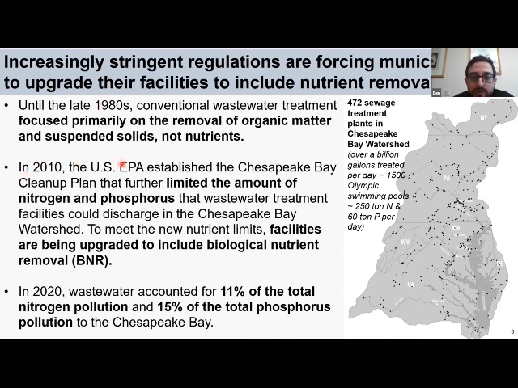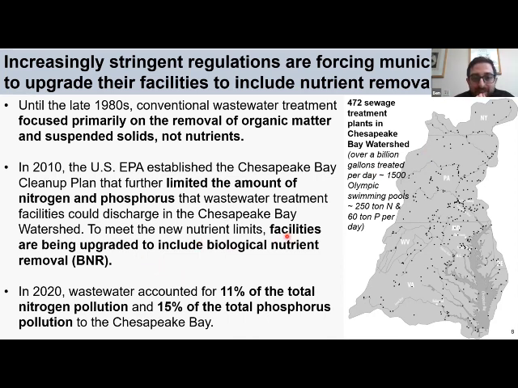But in 2010, the US EPA established this Chesapeake Bay cleanup plan, and it even further limited the amount of nitrogen and phosphorus that these wastewater treatment facilities could discharge in the Chesapeake Bay watershed. So we don't have federal regulations across the board for nitrogen and phosphorus like we do for suspended solids and organics, because certain watersheds are more sensitive to nutrients. So the Chesapeake Bay is a very sensitive watershed. So our effluent regulations are pretty stringent in this area because of that. So if you have a wastewater treatment plant that's in the Chesapeake Bay watershed, your discharge limits are probably going to be more stringent than if you lived in Pittsburgh and you're discharging to the Mississippi River.